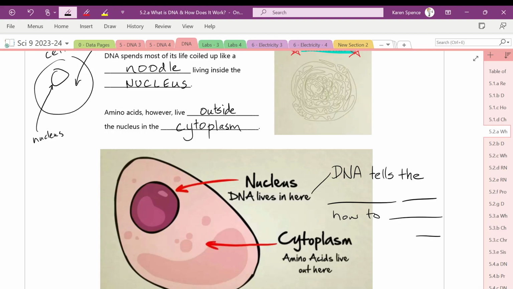Yes. It tells the amino acids how to line up. So we have a problem.